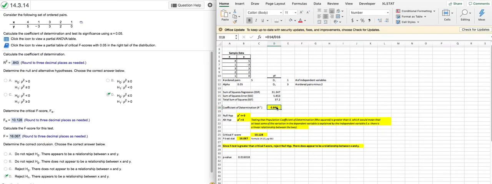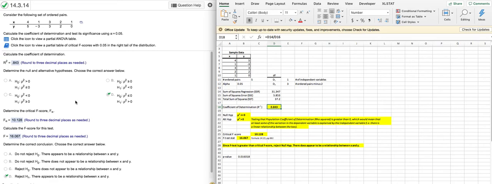Recall that the coefficient of determination is just the sum of squares regression figure divided by the sum of squares total figure. This is what explains the variation in the dependent variable that is explained by the independent variable. So in this case, 84.3%. That one is pretty easy because of the information we were given ahead of time.